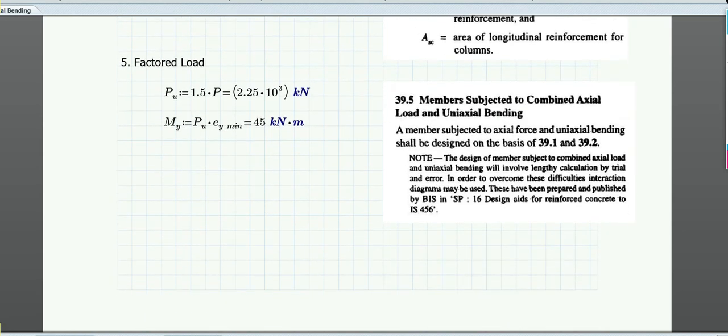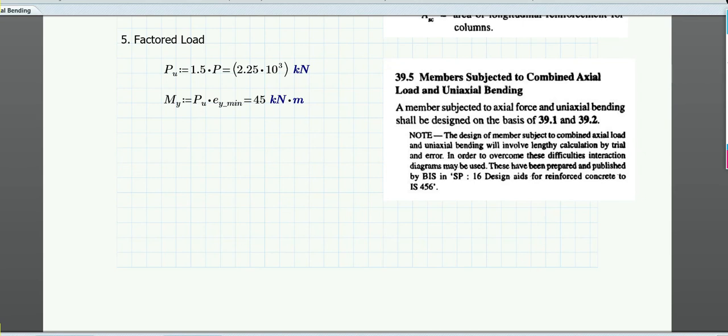Now let's find out the factored load. So Pu is 1.5 times whatever working load is acting, that is 2.25 into 10 to the power 3 kilonewton. And what will be the moment now? Mu will be Pu, the load, into the eccentricity. That will give you e minimum, the minimum eccentricity that is there, that will be 45 kilonewton meter. So this is the moment that we have to consider.